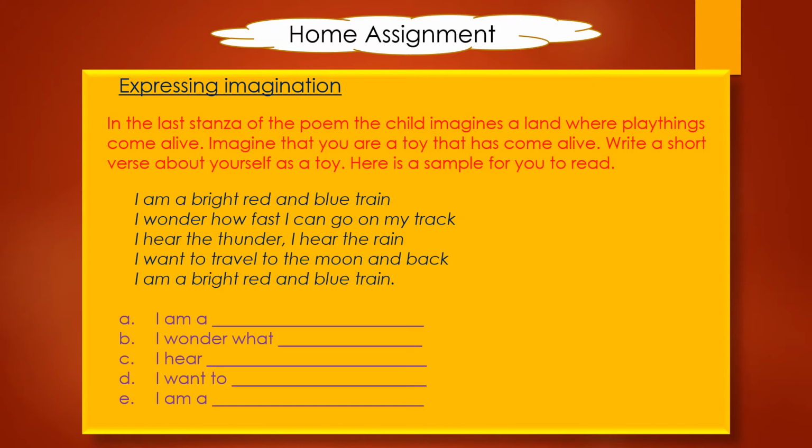So the sample is, I am a bright red and blue train. I wonder how fast I can go on my track. I hear the thunder, I hear the rain. I want to travel to the moon and back. I am a bright red and blue train. So children, similarly you can also write of your own.